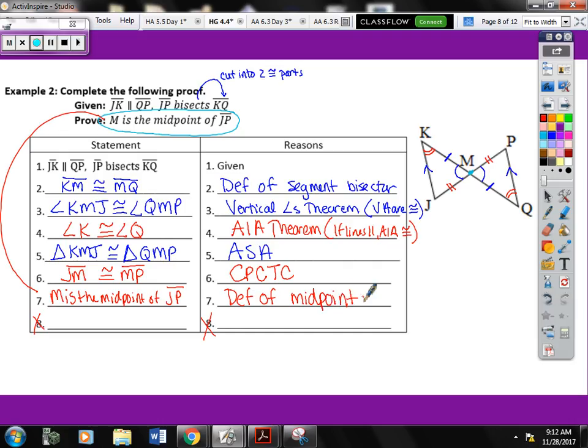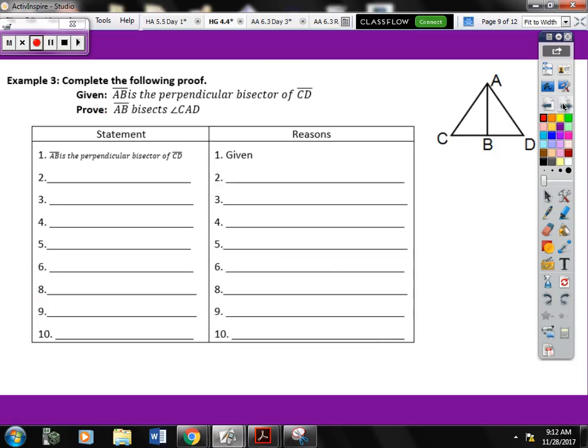Perfect. So this is using triangle congruence, CPCTC, and then taking it an additional step to prove something else. Excellent. All right, our last one. This one says that segment AB is the perpendicular bisector of segment CD. They ask us to prove that AB bisects angle CAD. So again, if you're asked to prove something like this, you're going to use CPCTC and then also something, I'm going to put dot, dot, dot, because you'll do something after CPCTC as well.